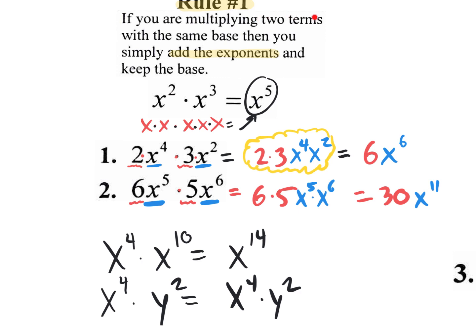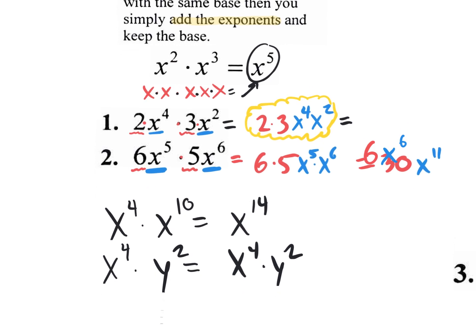If you're multiplying two terms with the same base, they have to both be x's in order for you to add those exponents. Right here, the bases are different. Can't add those exponents. You just leave it exactly the way it is. Okay. So hopefully we understand that. And I threw that out there because there will be some that have both x's and y's.